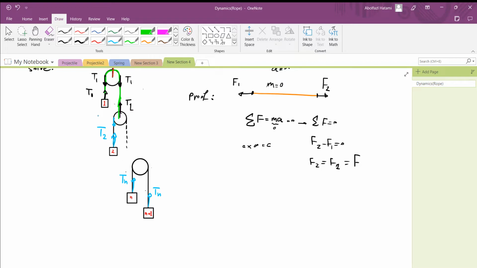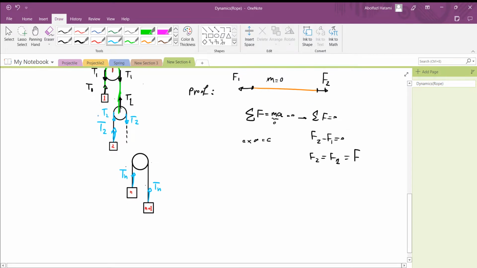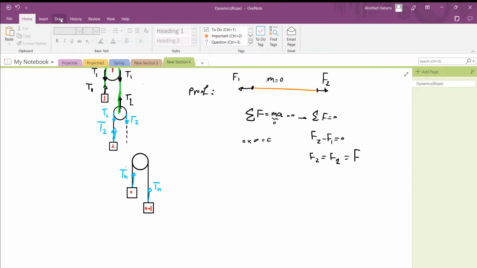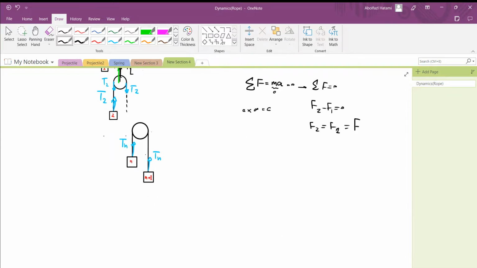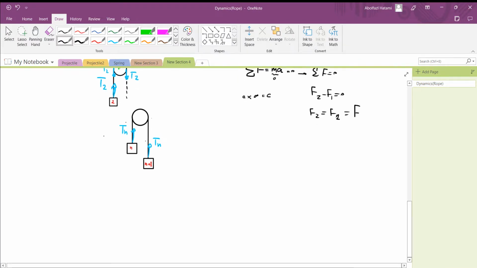This is T2, and also this is T2. How can we obtain that? What are T1, T2, Tn? How can we obtain them? We can write Newton's law for the pulleys. For example, let me write equations for the first pulley.